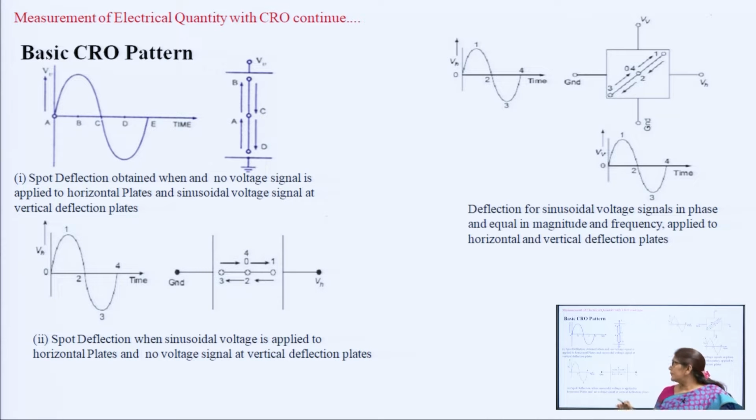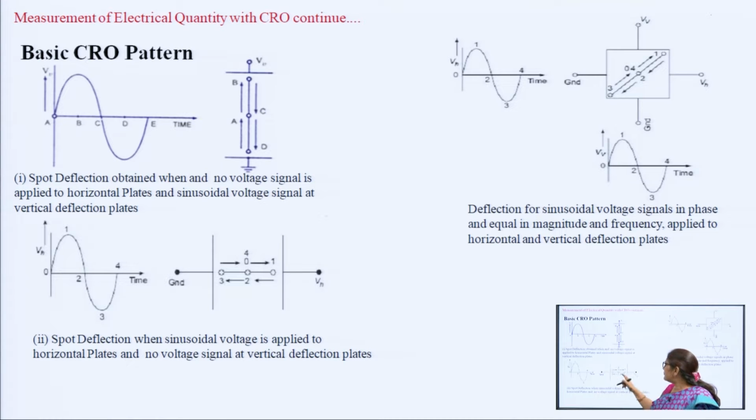Suppose, as I have shown here, we have not applied any signal at the horizontal deflection plates. Then there is no movement of the electron beam in the horizontal direction. When we apply a signal at the input of the CRO, it is applied to the vertical deflection plate, and the electron beam moves from up to down and down to up. You will see electron movement in the vertical position, but there is no movement in the horizontal position. So it will show the peak to peak value of the signal, but it will not show the time or the frequency of the signal.